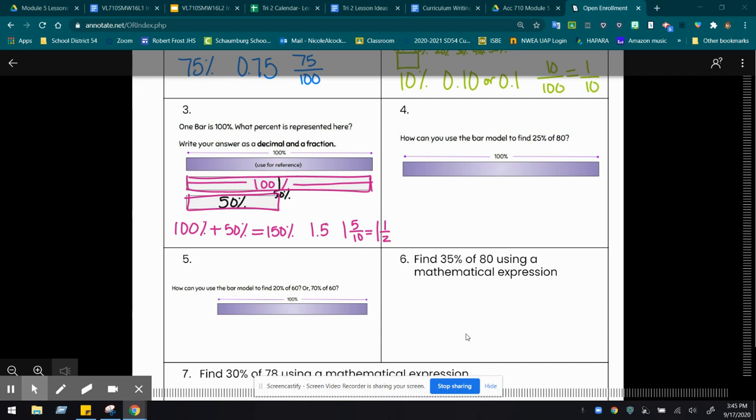Now we're going to use the bar model to help us figure out how percents relate to other numbers. How can you use the bar model to find 25% of 80? So that's our problem. 25% of 80. First, I want to think about how 25% is related to 100%. Well, I know that 25 times 4 is 100. So if I do 100% divided by 25%, I get 4. That means I can divide this bar up into 4 equal pieces. Now I know that each bar is 25%.